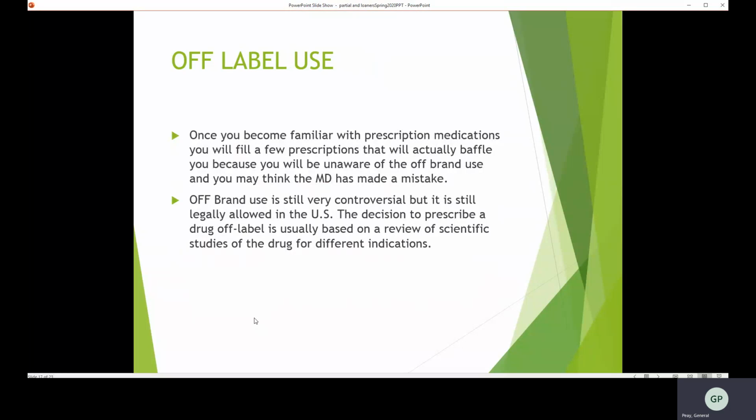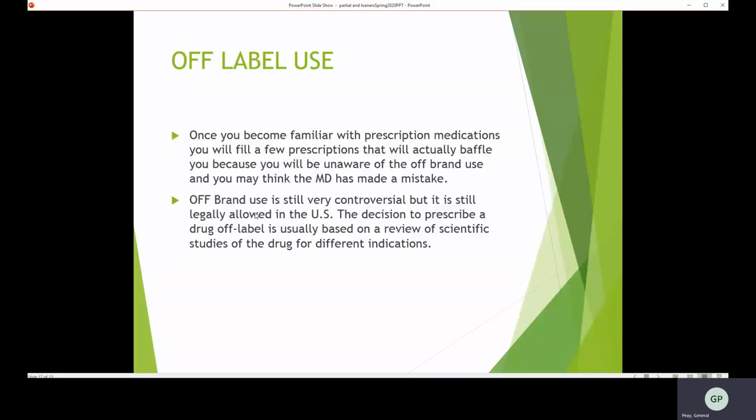Here's another phenomenon that I want you to be familiar with. It's called off-label use, and it's very controversial and very tricky, but very common nowadays. So off-label use is, once you become familiar with prescription medications, you will fill a few prescriptions that will actually baffle or confuse you because you'll be unaware of the off-brand use, and you must think that the doctor has made a mistake. So off-brand use is still very controversial, but it's still legal in the United States.